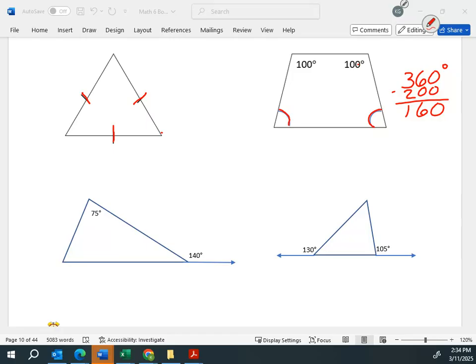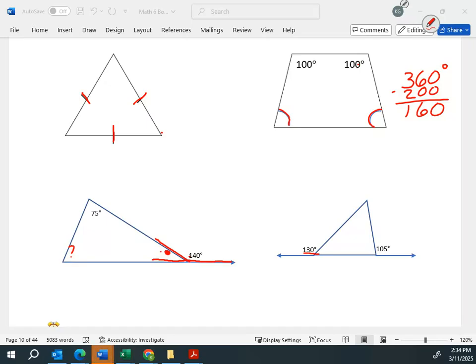Down below, we see some supplementary angles. So we have our straight line, which we know is 180 degrees. We see an angle that's 140. What does this angle measurement have to be right here? If its supplementary angle is 140 degrees, that will tell us our second angle measurement. So then we can find our third angle.